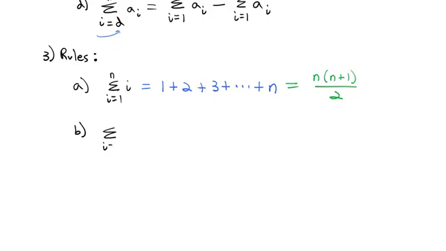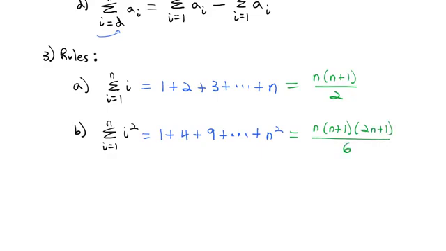Similarly, we can add the sum as i goes from 1 to n of the squares. This means if we plug 1 in, we get 1 squared, which is 1, plus 2 squared, which is 4, plus 3 squared, which is 9, plus 4 squared, 5 squared, 6 squared, all the way up to our stopping number of n squared. We saw this one in pre-calc also. This ends up being n times n plus 1 times 2n plus 1 divided by 6.